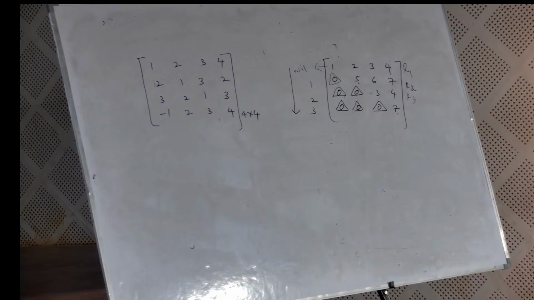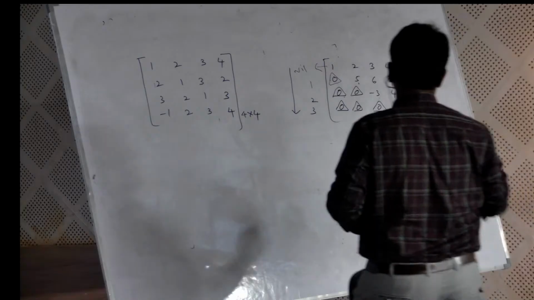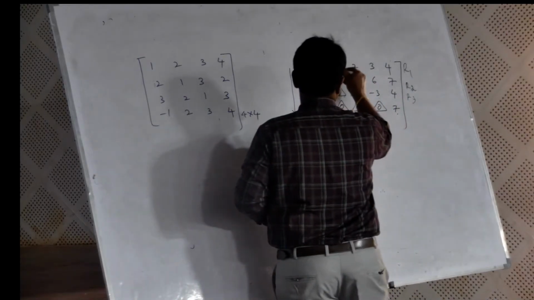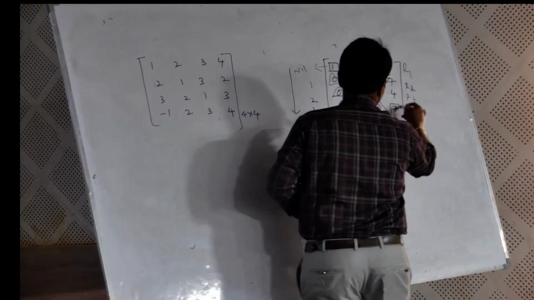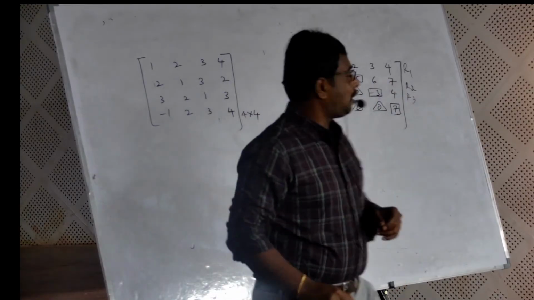Before the diagonal. I'm not talking about the diagonal. Before the first non-zero element. Check: the number of zeros is increasing before the first non-zero element from top row to bottom.